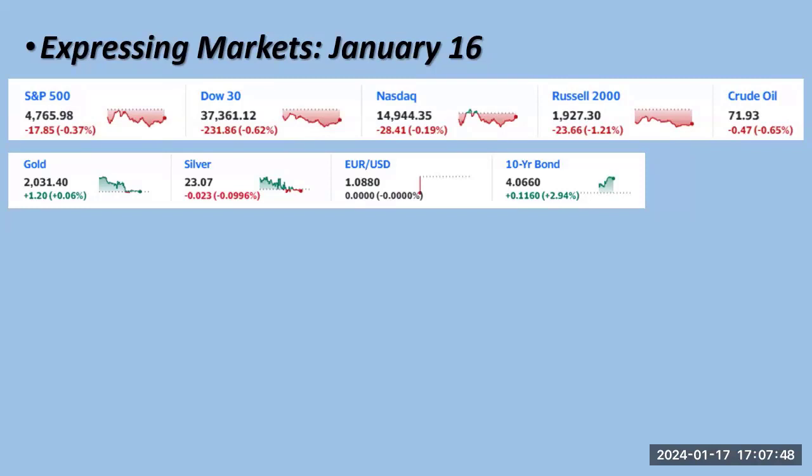So man, you see the 10-year was up 12 bips today. Does that sound like a college student? Sounds like a finance professional. 12 bips, 12 basis points. Bips is spelled BPS.